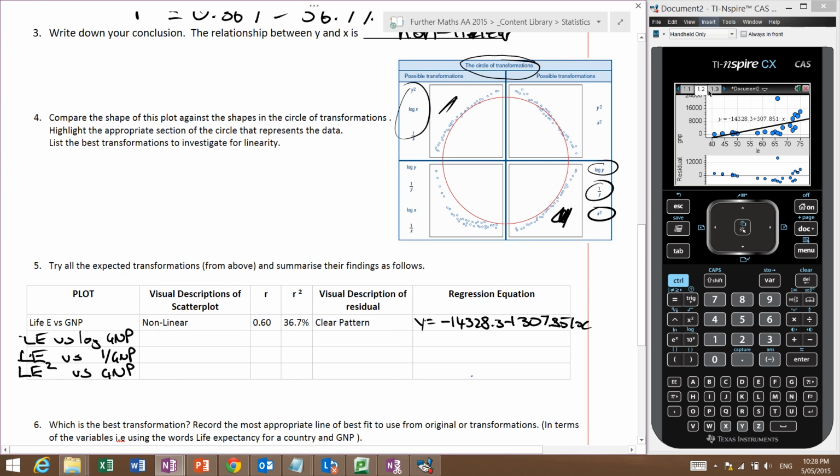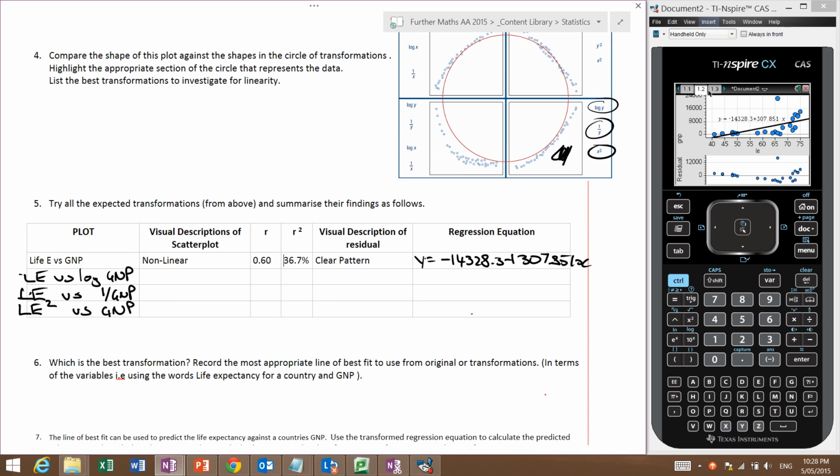All right, so what does that actually mean? I've put this in a table, a good way to illustrate it. This is our original plot. That's the plot we've got here. We're going to have log E versus log GNP. Remember, that's X and that's Y. The visual description is nonlinear. We've got our R and R squared, a clear pattern in the residuals, and that's our regression equation, which we've got here. Okay, so what do we do next?